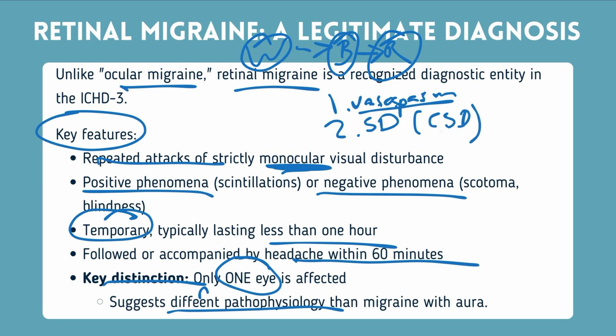Similar, it's not the same because it doesn't happen in the cortex. That's the whole point of the C in cortical spreading depression. So if it doesn't happen in the cortex, where does it happen? In the retina. So spreading depression in the retina, not in the cortex. This distinction in pathophysiology has important clinical implications that we'll discuss later.